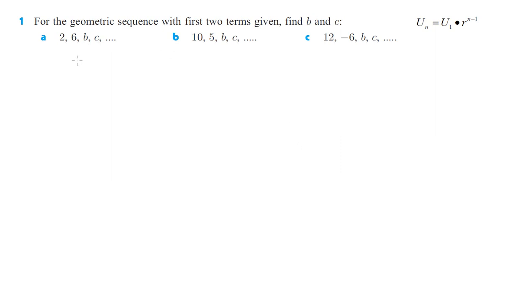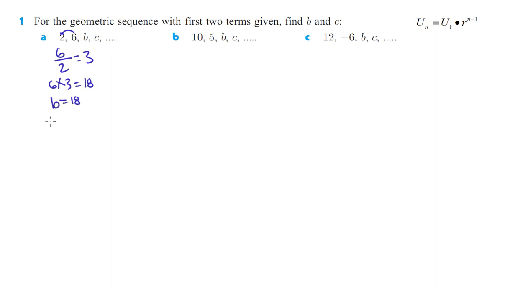Okay, so we'll start here with number 1 for the geometric sequence with the first two terms given. Find B and C. So really all we need to do is figure out what the rate is that we're multiplying by here. So let's take 6 and divide it by 2, right? We take this divided by this, and we get 3. So we figure out that we're multiplying by 3 each time, right? So then we go 6 times 3 is 18, so that's what B is.